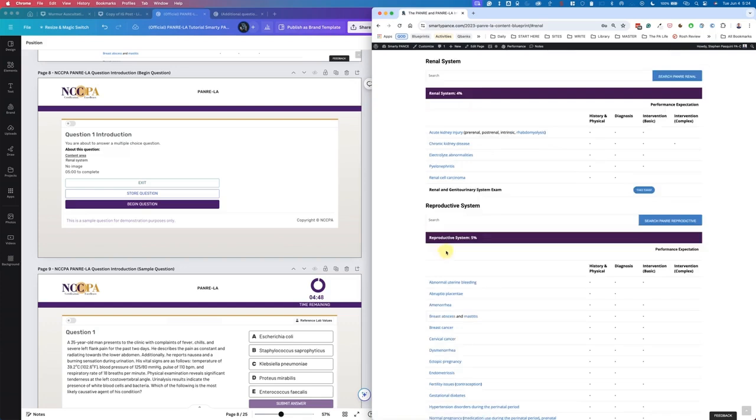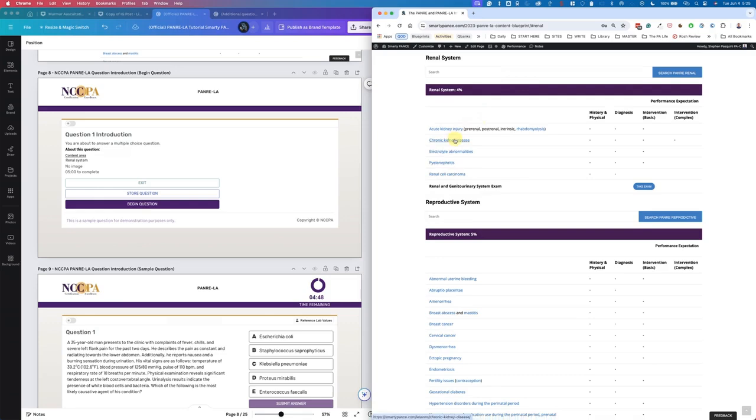Now the key, the new part to Smarty PANCE, which is really amazing, are these search bars here that exist above every single system. So here's renal system, search renal, it's PANRE-LA renal, and here's PANRE reproductive. Now this is going to allow us to search just within that system. So we're on a question for the system, we're going to search just within that system. You're not going to search all the Smarty PANCE, all the different PANCE and PANRE topics. You're going to just search these topics within the PANRE-LA. So you're going to get much more custom results, better results using this tool.